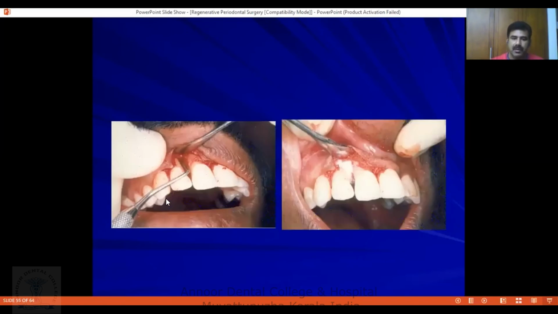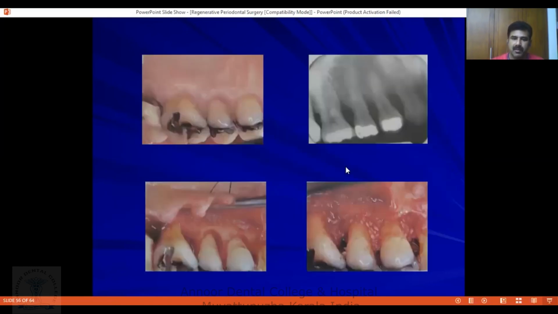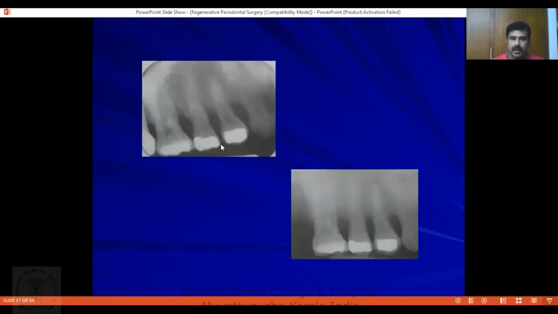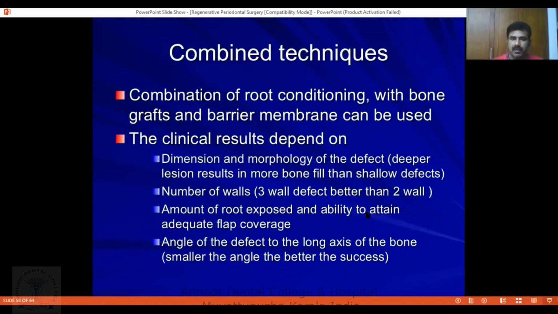Similarly, you can see a deep defect here that is being filled with bone graft. These are the preoperative photographs of the buccal and the lingual side, and you can see the angular defects. These are the defects you can see after exposing the flap for regeneration, and these small defects are being filled with this bone graft. This is the preoperative, and this is the post-operative.